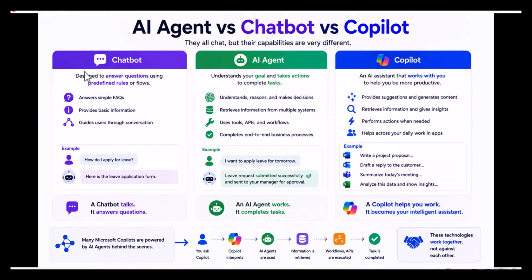Instead of writing an entire document yourself, Copilot helps you write it. In Outlook, Copilot drafts replies. In Excel, it analyzes the data. In a simple way to remember: a chatbot talks, an AI agent works, a copilot helps your work.